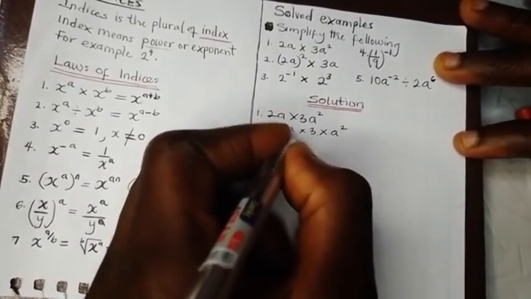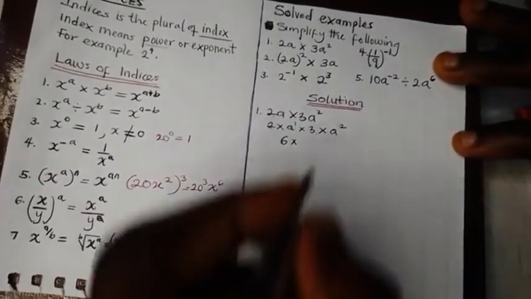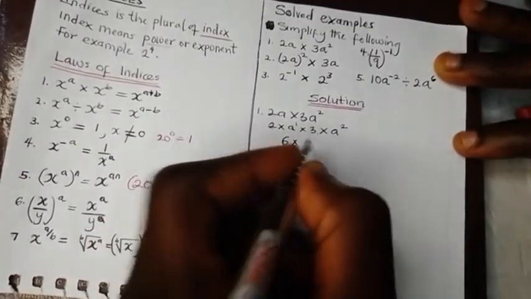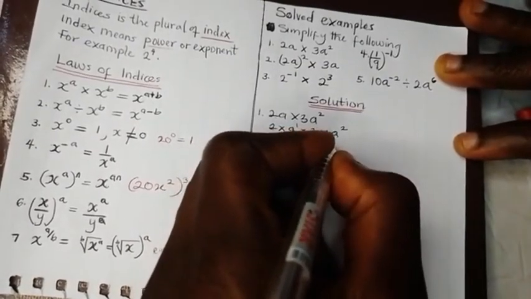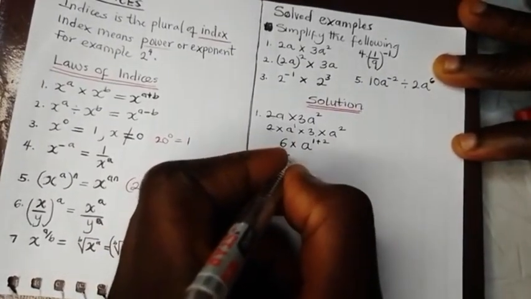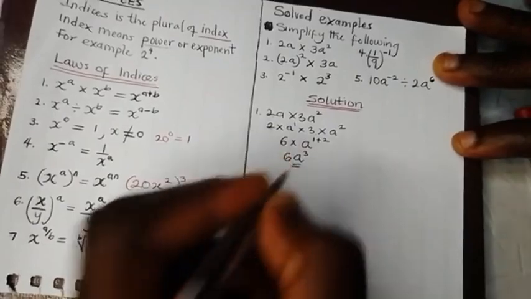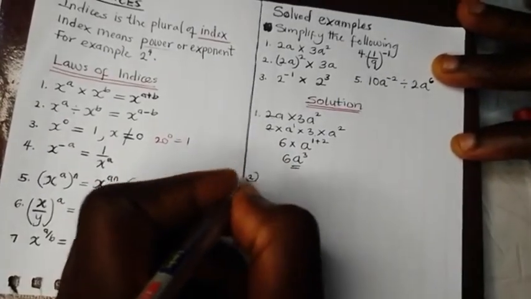Then I multiply a, which is the same as a raised to power 1 here. According to the law of indices, this is the same as a raised to power 1 plus 2, which gives us 6a raised to power 3. That's the first one. The second one now.